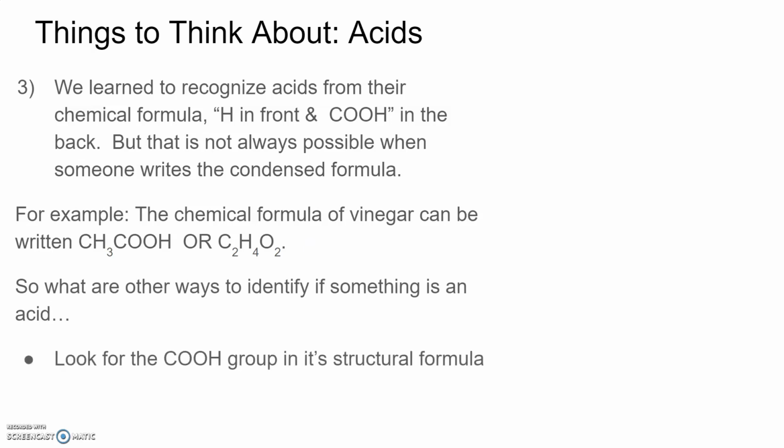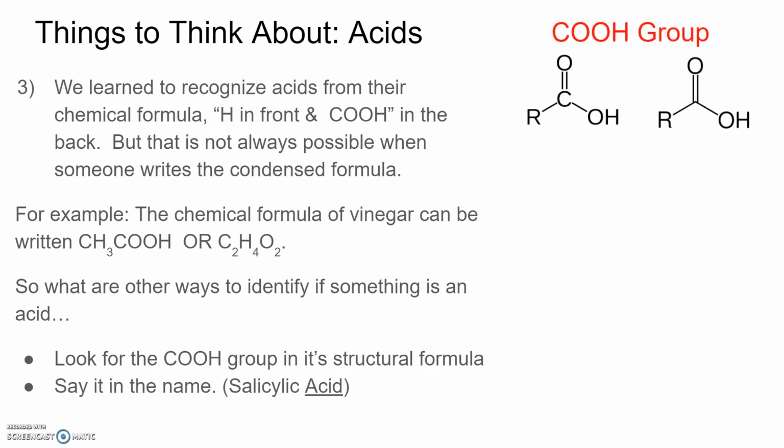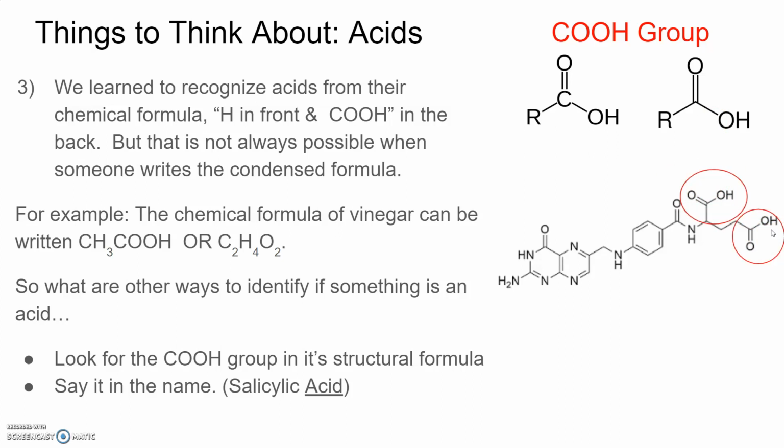You can look for a COOH group in the structural formula. So when you have the image of the molecule, you look to see if you can find that group. Or we'll say an acid in the name, like salicylic acid. So when I say a COOH group, remember this is what we're talking about. This is what they look like: carbon with an oxygen double bond and an OH group. And so if you have a molecule like this and you're looking at the molecule, whoop, there goes a COOH group and there goes a COOH group. So you know that this is an acid.